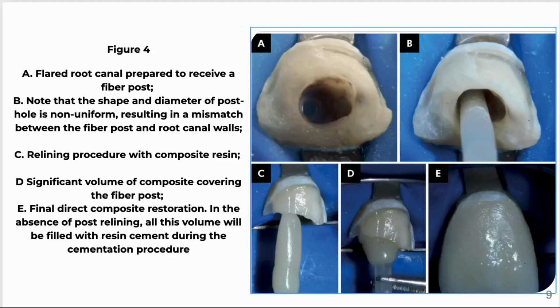It's as we see for the A, flared root canal prepared to receive a fiber post. But here, B, the shape and diameter of the post hole is non-uniform, resulting in a mismatch between the fiber post and the root canal walls. For the C, relining procedure with composite resin. D, significant volume of composite covering the fiber post. And E, final direct composite restoration in absence of the post relining. All this volume will be filled with resin cement during the cementation procedure.